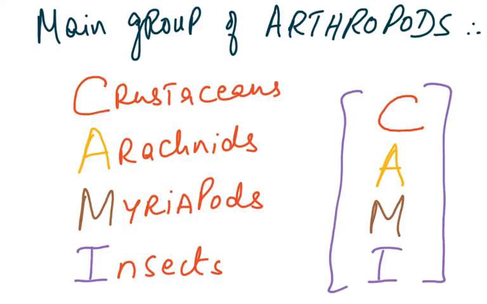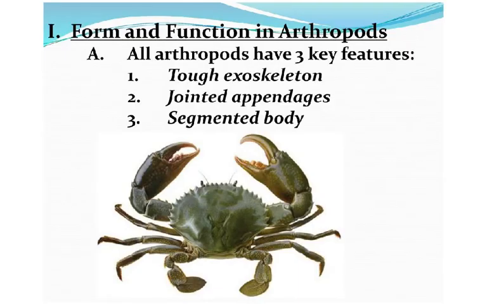The next topic is the main groups of arthropods. So they have made a mnemonic for that for you all to remember: crustaceans, arachnids, myriapods, and insects. The first thing is all arthropods have three key features. Number one, they have a tough exoskeleton. You see, we all have an endoskeleton. It's inside. We have the muscles on top of it.